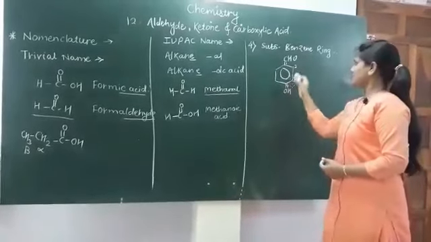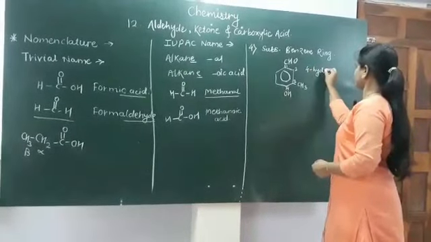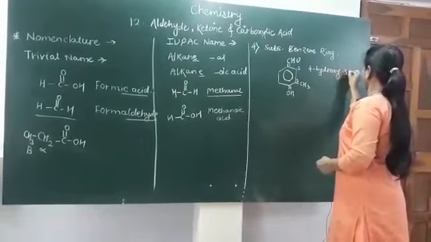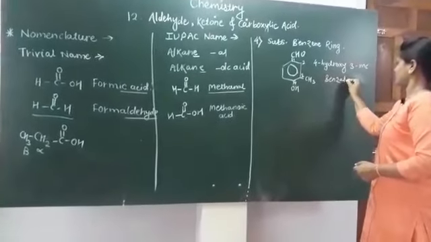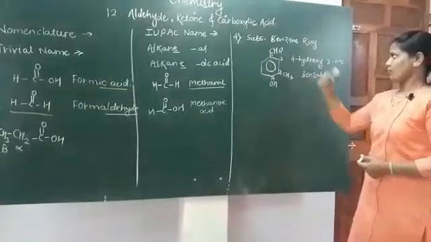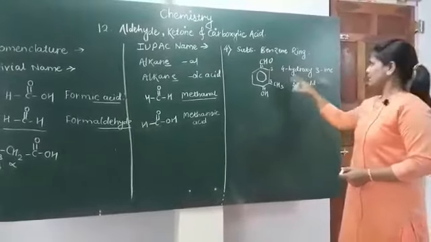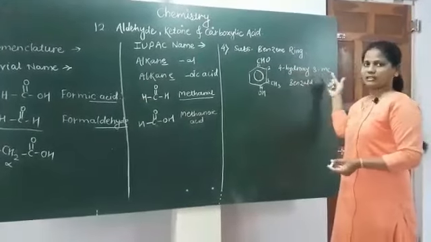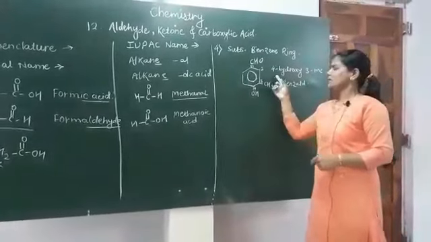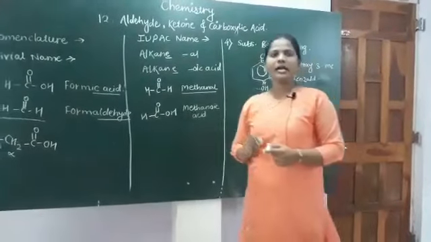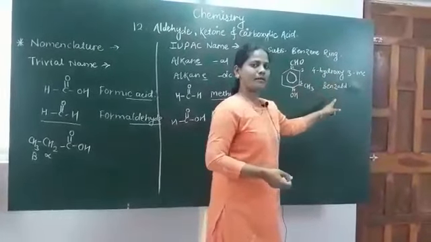Okay, now this is the substituted benzene ring, so the name is 4-hydroxy 3-methyl benzaldehyde. Okay, this is the fourth rule. Now why not 3-methyl 4-hydroxy benzaldehyde? Because alphabetically H comes first and M is the next. So 4-hydroxy 3-methyl benzaldehyde. The fifth rule is we have to write the substituent or locant in alphabetical order. So the name is 4-hydroxy 3-methyl benzaldehyde.